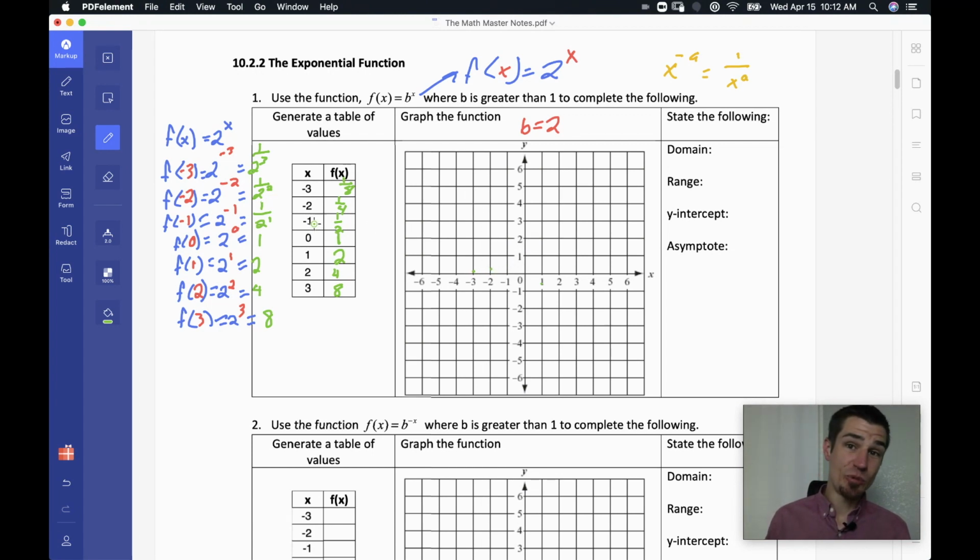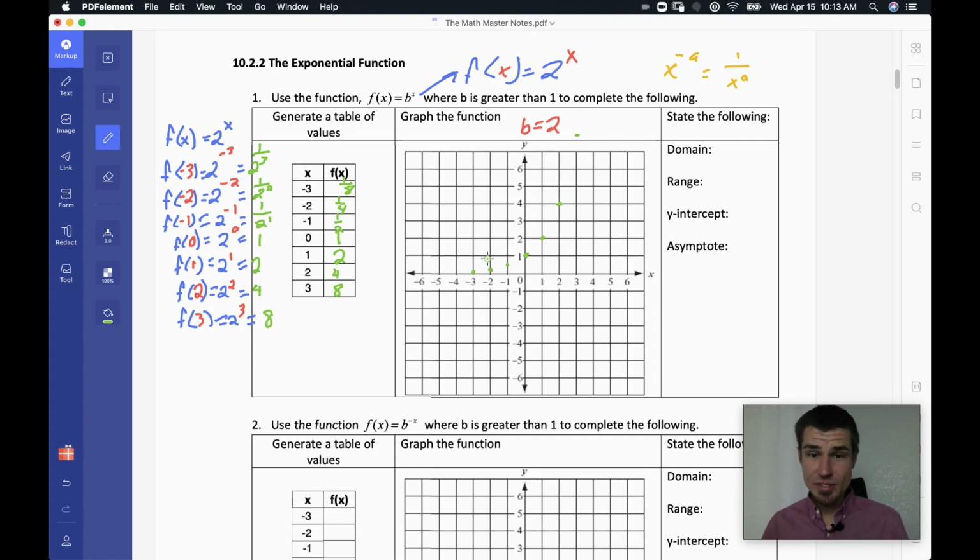Then we have negative 1, 1/2. So we go left 1 and up 1/2. Then we have 0, 1. So 0 on the x, we're not going left or right. And then we go 1 up. Then 1, 2 will be right 1, up 2. We have 2, 4. So when x is 2, y is 4. We go right 2, up 4. And 3, 8. When x is 3, y is 8. Oh, it's way up here. We can just say, oh, it's about there. Why not? That would be 7, that would be 8. Hey, why not? It goes off the graph, but we're fine with that.